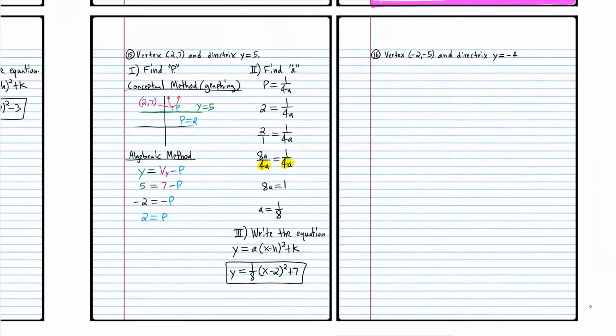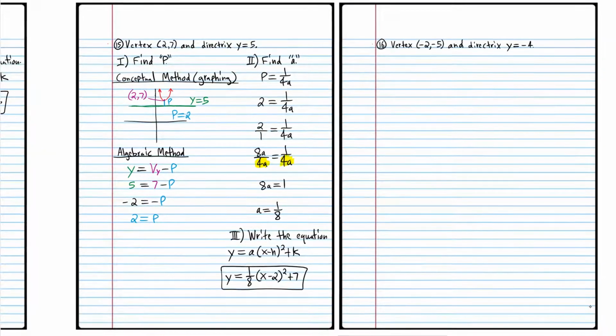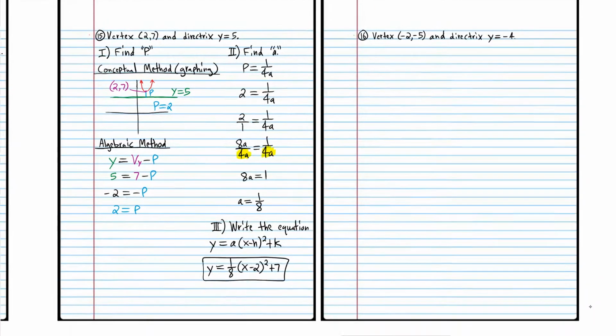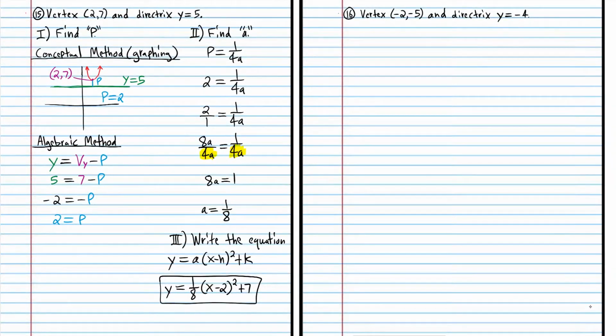So that took a lot longer than it really needed to take, just because I was showing both these methods, and like I said, you really don't have to do that stuff at all. You don't have to write anything down. You just have to find p in your head, which should be pretty easy. Okay, so try number 16, and when you come back, we'll do it together.